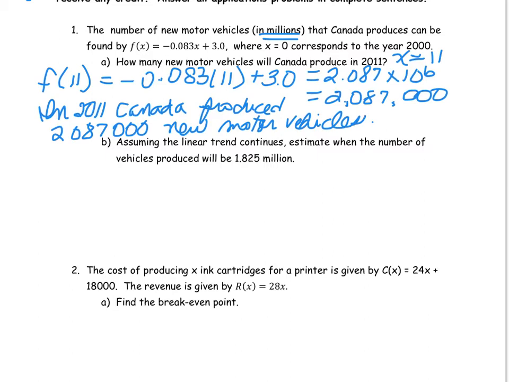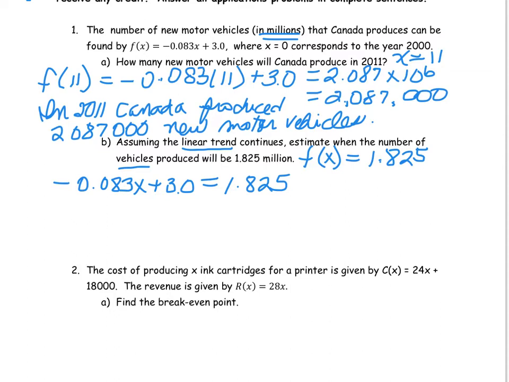And in our next question, it says, assuming the linear trend continues, estimate when the number of vehicles produced will be 1.825 million, which means then in this case we're looking at where f of x is going to be 1.825. We don't count the millions because that's how f of x is measured, is in millions. So that means what we're looking for is when is negative 0.083x plus 3 equal to 1.825.